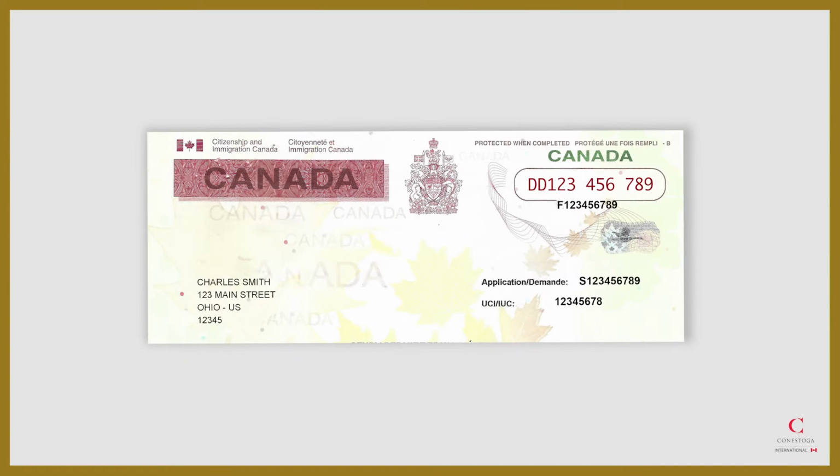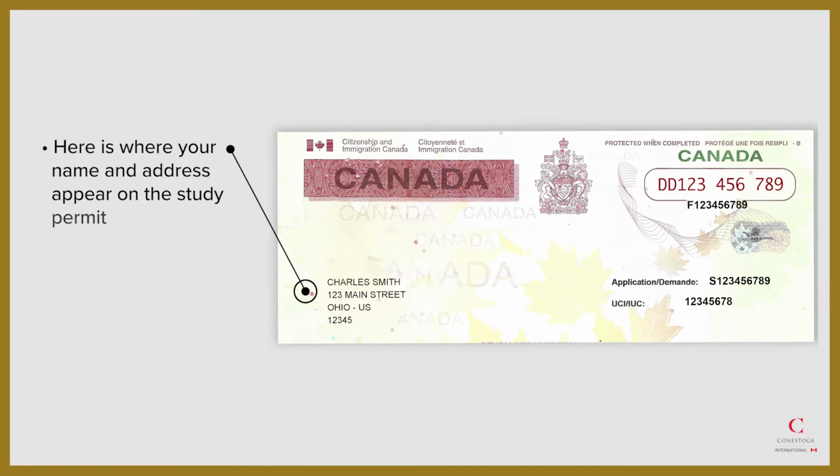Let's take a step-by-step look at all of the components of this document to help you understand the information it provides and what you need to know about important dates and conditions for your study and work eligibility while in Canada. Let's start at the top of the study permit document. Here's where your name and address appear on the study permit. Be sure to confirm these details are correct.